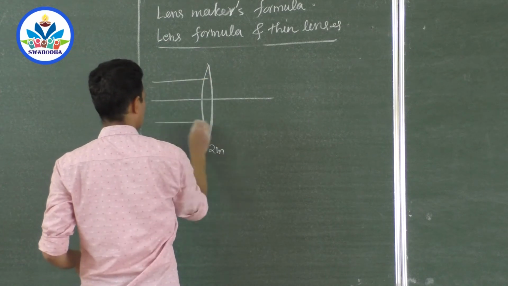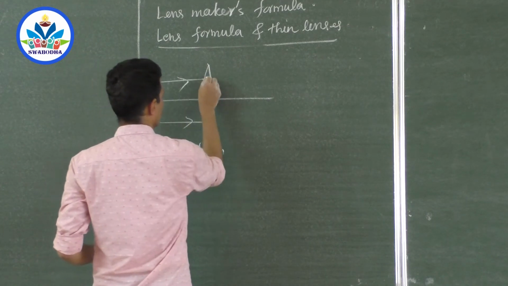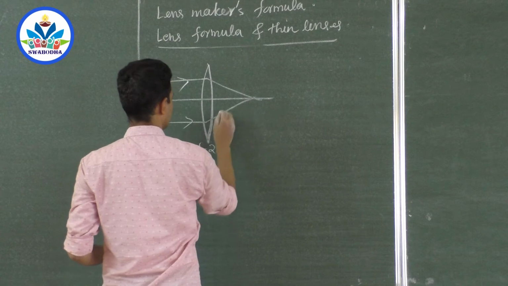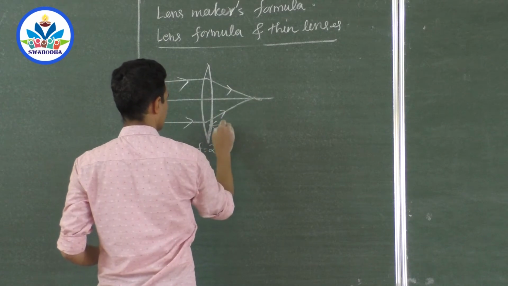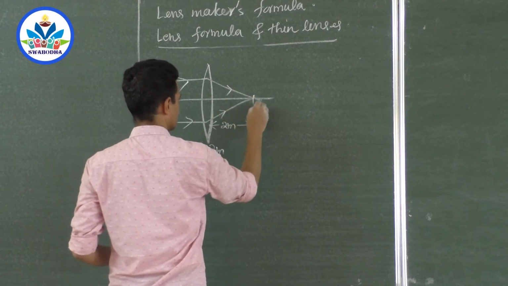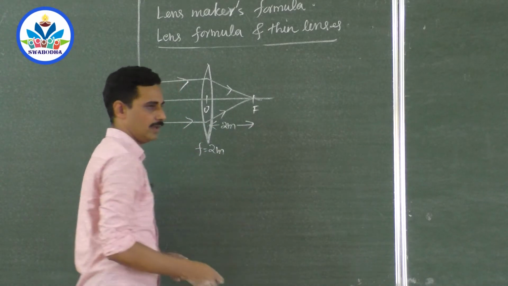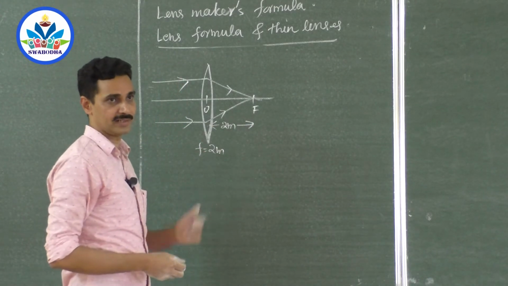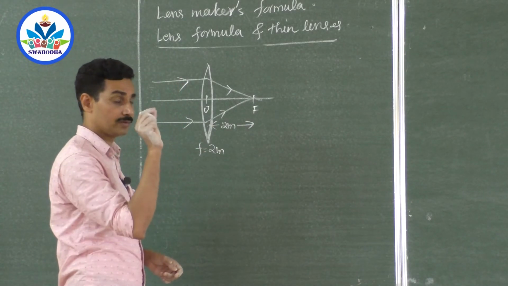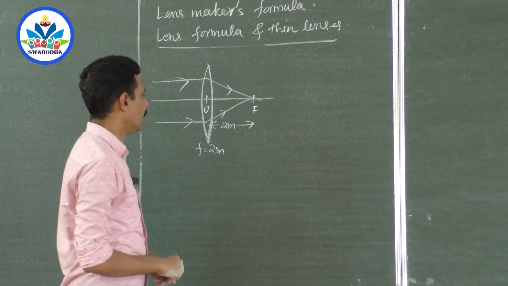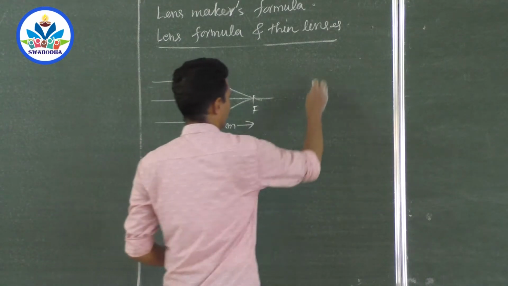If you incident parallel rays of light, then the rays of light will meet at a distance of 2 meters from the lens. This is the focus and this is the focal length. This is the optic center. Optic center to focus. All the distances are measured from the optic center. That is a point in the geometric center of the lens. Okay? Now, suppose I take one more lens.